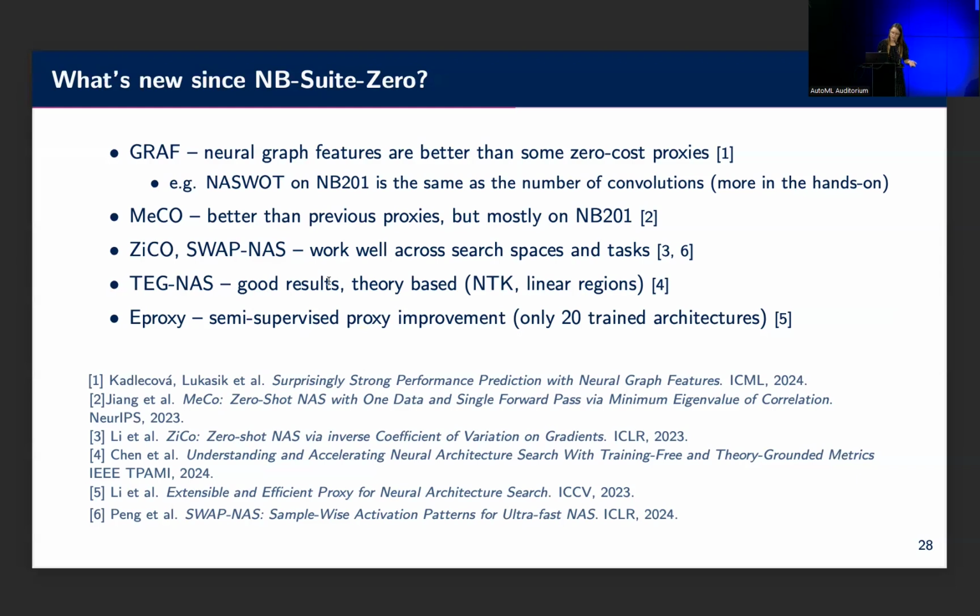And so later, some ZiCo, SwapNAS, there were some new proxies with good results. Some of them are theory-based, but it's more or less, there's always something new, but it could be better. It could be better compared across different tasks. Those proxies that are listed here show some improvements, but later I will also show you where we can get better in the evaluation.